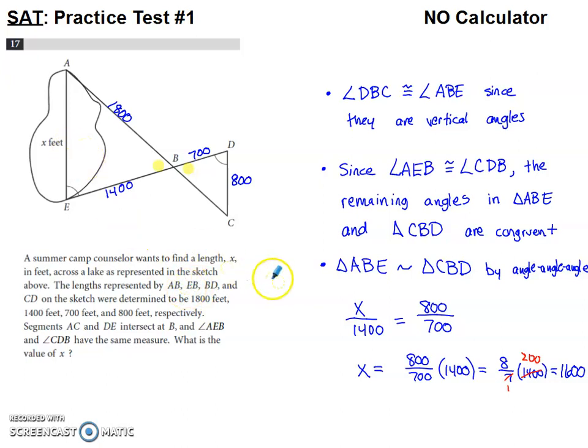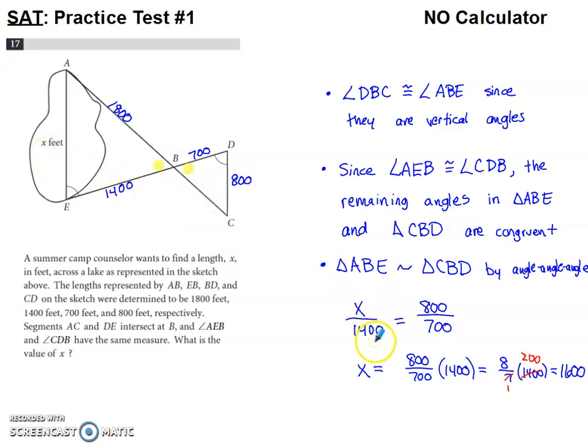So x is going to correspond to the side that measures 800 on the smaller triangle. You have to be careful with how you set up your proportion. So in the proportion that I've set up, I have x as the numerator of my left-hand side, and I have 800 as the numerator of my right-hand side. So corresponding sides of similar triangles are proportional to each other. So these sides correspond to each other.